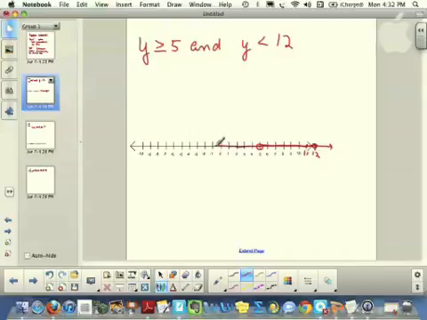But I'm looking for the intersection of those two inequalities, and that means I'm looking for the part of the number line that was shaded in both times. Can you see that it is this section right between the two open circles? Sometimes students might show that by putting their circles above the line and shading in everything that's in between. So that is an intersection. Let's take a look at another intersection.